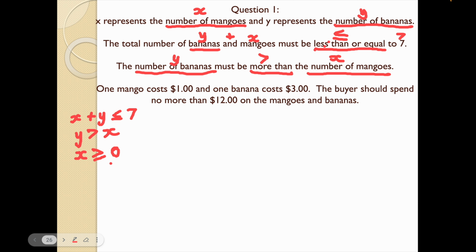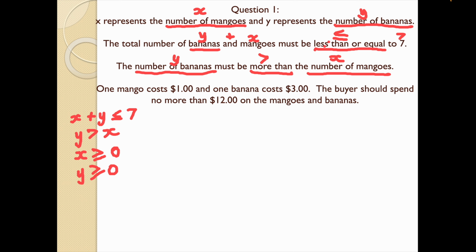Because you could have 0 mangoes or more, but you can't have less than that. You follow me now? Alright, likewise for Y, the number of bananas must be more than or equal to 0 as well, because we cannot have less than 0. I can't say, oh, I got -1 bananas in my house. You understand? So that's why we have to put that. Does that make sense so far?